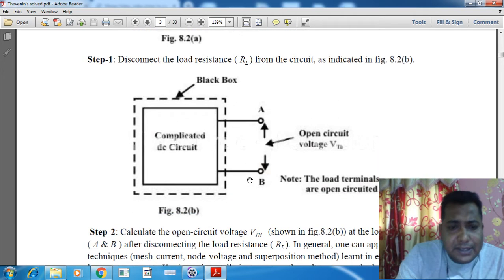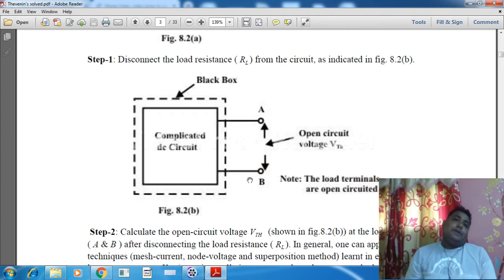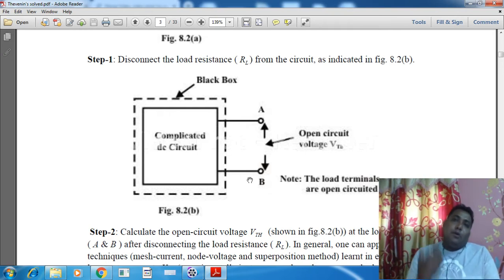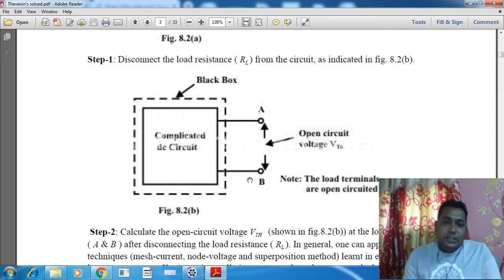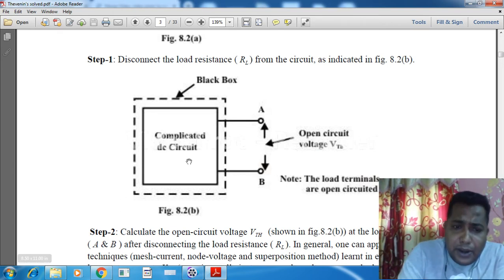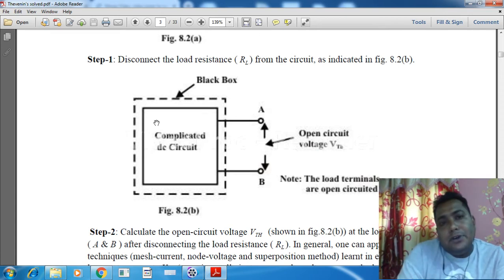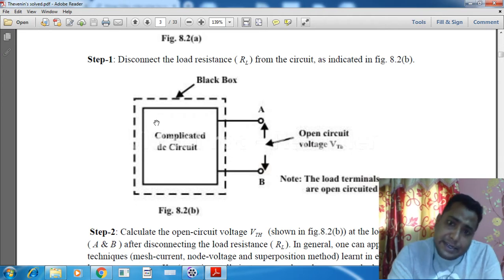We have already discussed this. Initially we have to disconnect the load resistance through which we have to find the current or voltage. So first disconnect that, make that terminal open, and find the voltage value at that open terminal. That voltage is known as VTH, which we have already done. So see, follow my pointer. Again, this is a complicated DC circuit. Yes, I have told you we are going to deal with only DC sources, so the circuit will be a DC circuit.